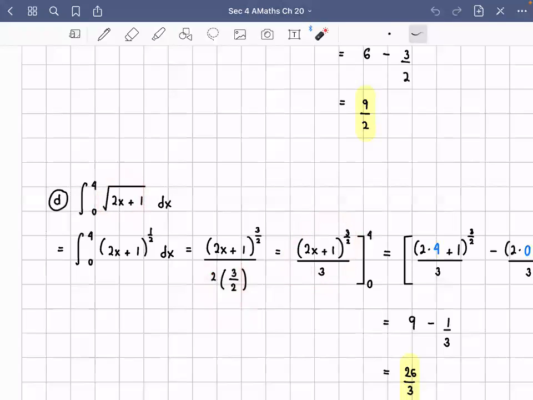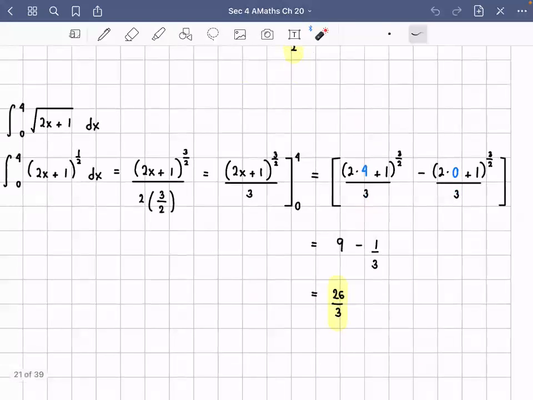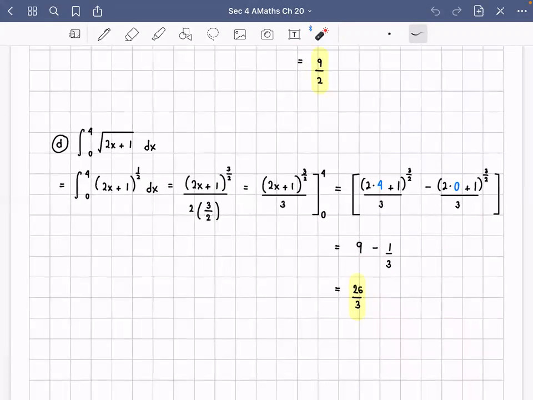And then we now find the limit from 0 to 4. Same expression, we just plug in 4 being our upper limit, and then minus, for the lower limit, we plug in 0. Simplifying this, we'll get 9 minus 1/3. Therefore, your answer is 26 over 3. And that's for letter D.